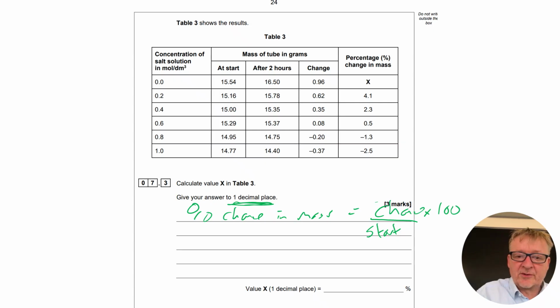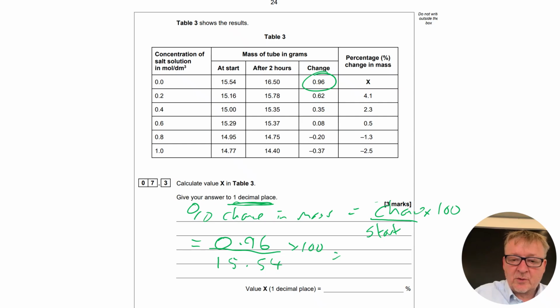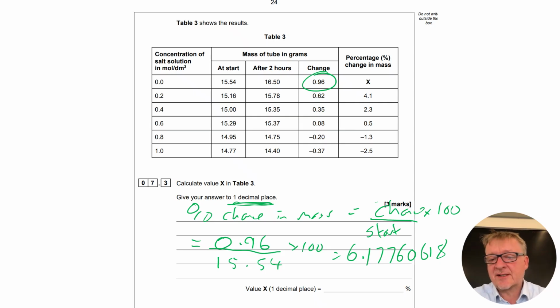I'm now going to move all the way over here, even though that's not very good. You should try and keep your equal signs underneath each other. So the change is 0.96, divided by the start, which is 15.54, multiplied by 100, equals 6.1776061. To 1 decimal place, 6.2%. 3 marks.